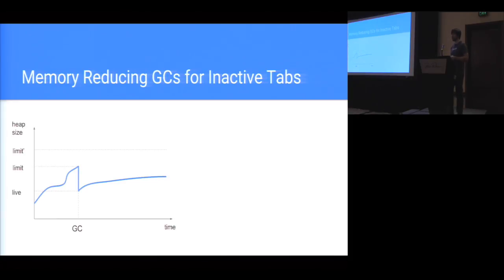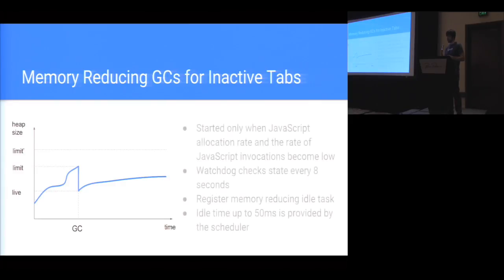This is really bad, and if you have a lot of background tabs open, you will have a lot of background tabs that hold on to a lot of memory for no good reason. So what we do there is we try to detect if a tab is inactive. And we do that in V8, which is not ideal because we don't really have a notion of being inactive. We just know, for example, the allocation rate. And if you think allocation rate is low, it looks quite inactive. And we also look at the JavaScript invocation rate from Chrome. And if both rates, invocation rate and allocation rate, are low, we think the tab is inactive. And if that's the case, we register a memory-reducing idle task with the task scheduler.